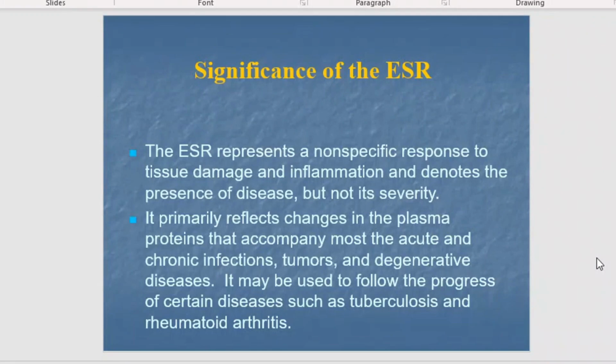So rheumatoid arthritis and tuberculosis are the two things where we can see the progress. So it also increases in certain diseases. Okay, so that is how we can see the erythrocyte sedimentation rate.